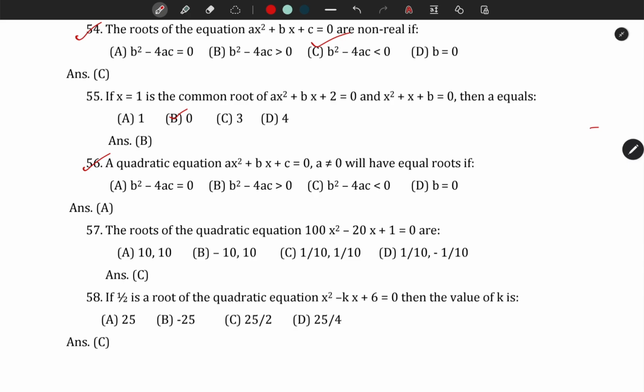Question 56. The quadratic equation will have equal roots. We know the equation will have equal roots when the discriminant is 0. So here the discriminant b square minus 4ac equals 0. So this is the correct answer.